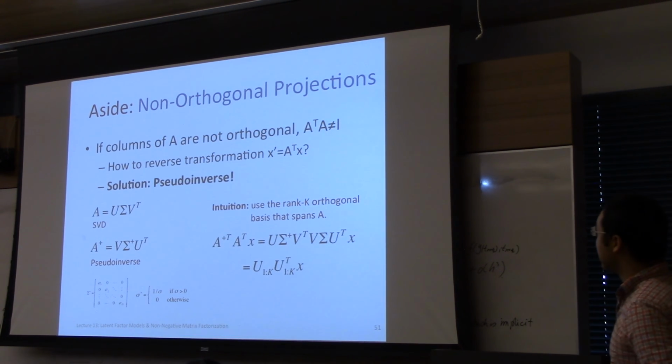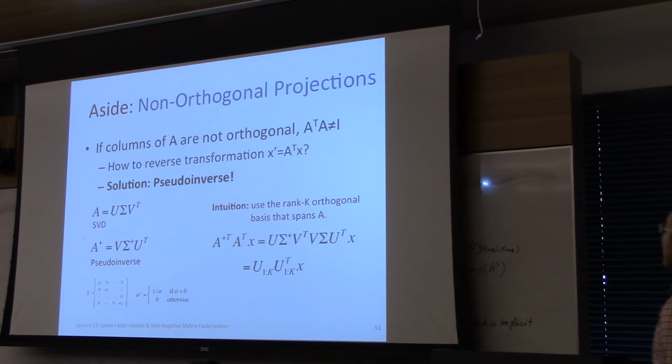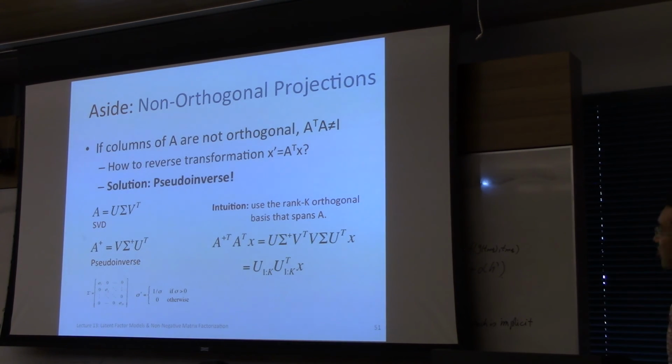So, of course, the U's and V's that you estimate for the non-negative matrix factorization are no longer orthogonal, right? And so they don't satisfy all the nice properties of SVD and the bases you learn from SVD and PCA. So if you wanted to reverse the transformation, you have to use something like the pseudo-inverse to reverse the transformation.